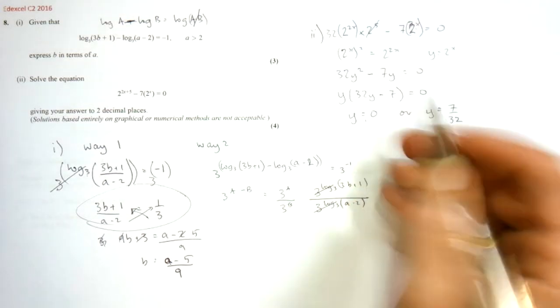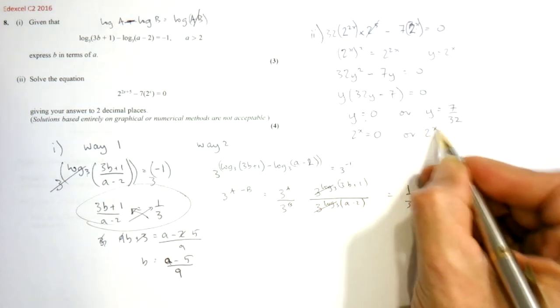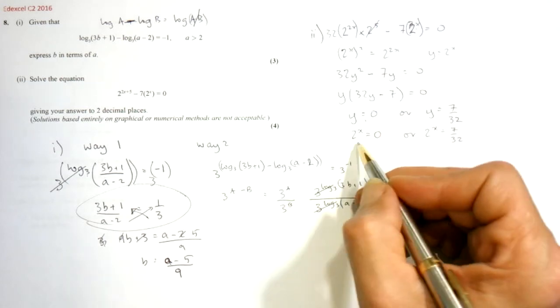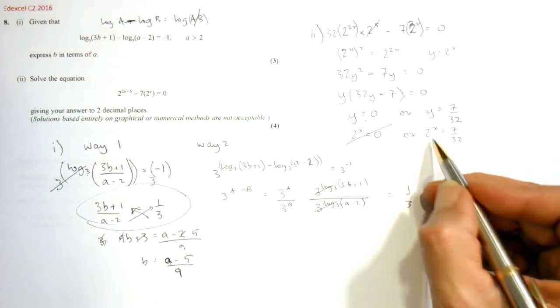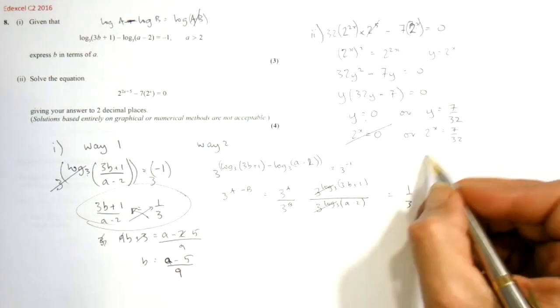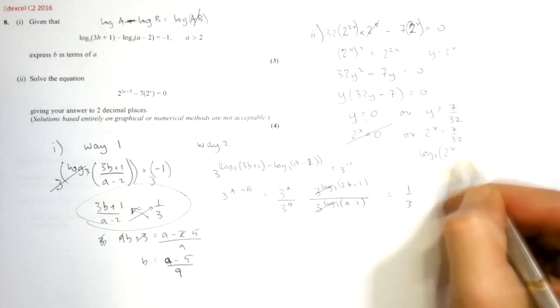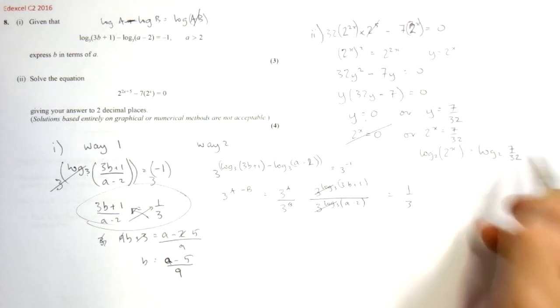And it's not y, it's 2 to the power of x. So 2 to the power of x is nothing, or 2 to the power of x is equal to 7 over 32. Well, 2 to the power of something is never 0, so we can ignore that. That's impossible. 2 to the power of x is 7 over 32. So if we log both sides, log base 2 of 2 to the power of x equals log base 2 of 7 over 32.